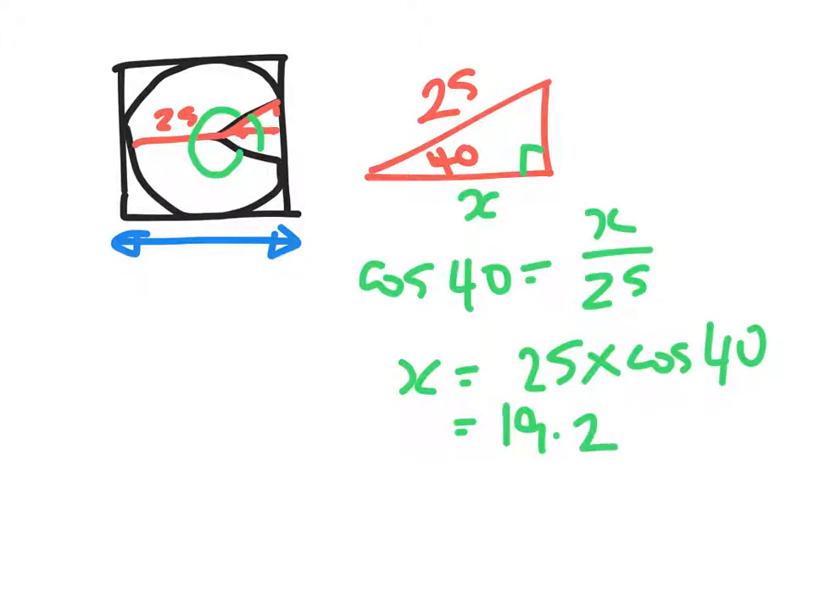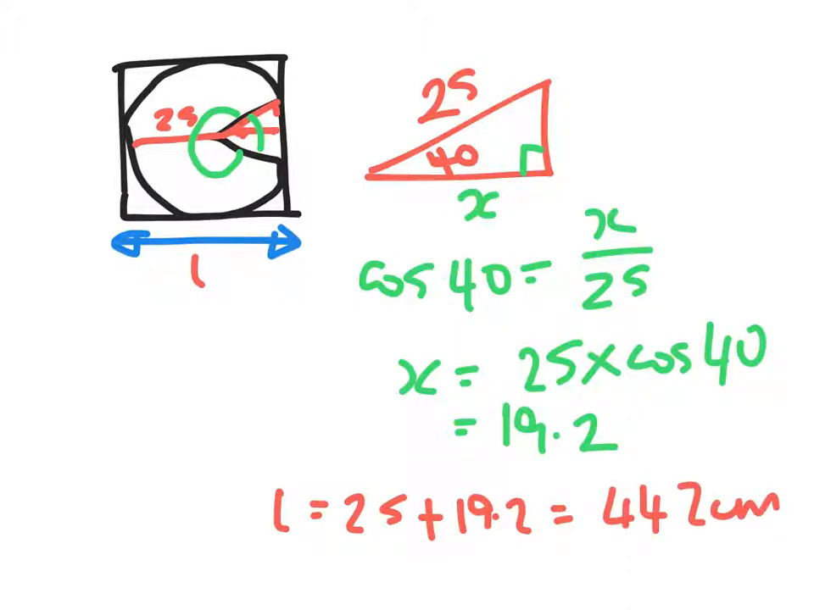So the distance that you're looking for across the bottom, which is L, is going to be the 25 for the radius, add the 19.2, 44.2 centimetres.